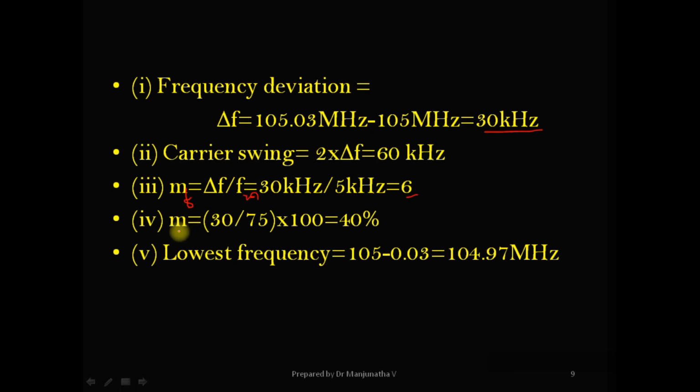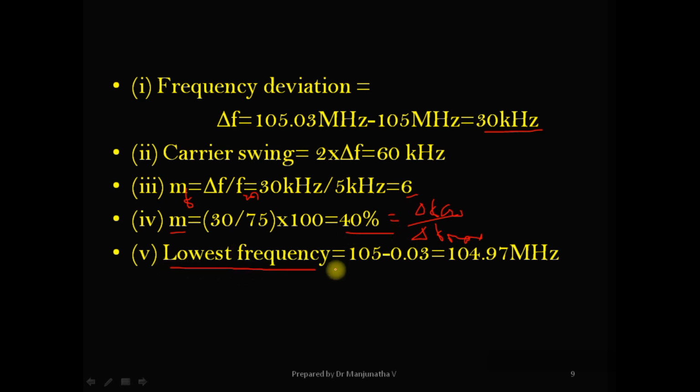Now we have to calculate the percent modulation. Percent modulation is equal to delta f actual divided by delta f maximum allowed frequency. So the maximum allowed frequency is in the denominator, and delta f actual is 30 kilohertz, divided by the maximum allowed frequency for the FM band, which is 75 kilohertz, into 100. So we would get 40%.